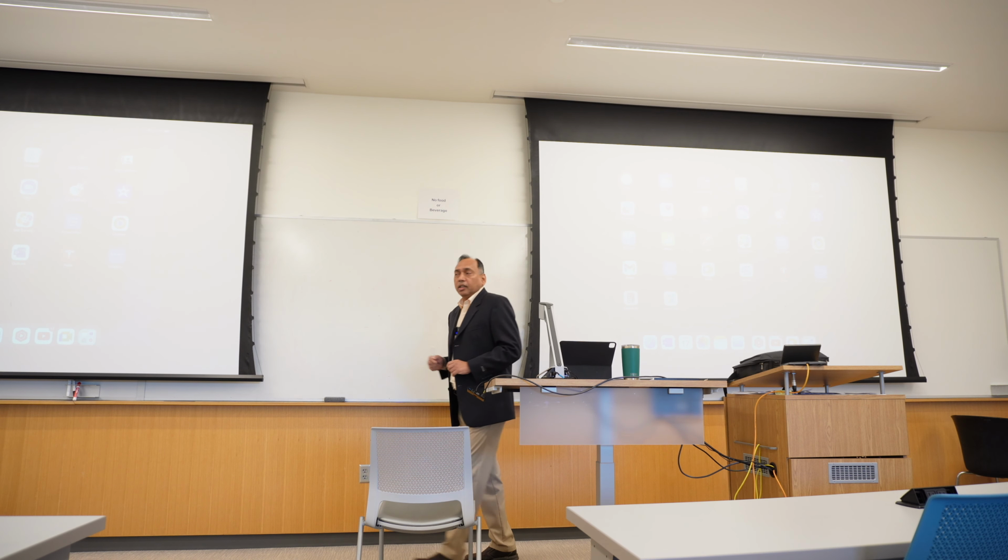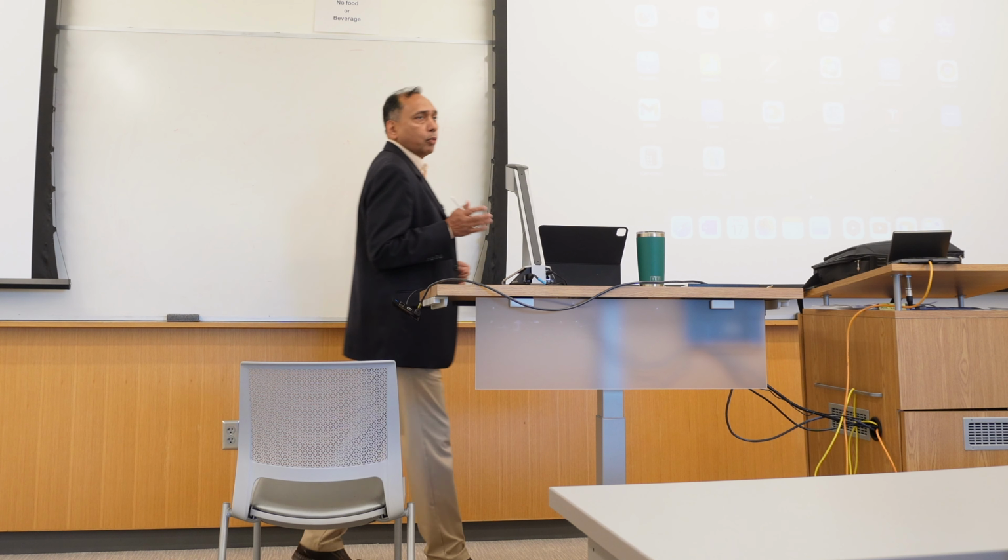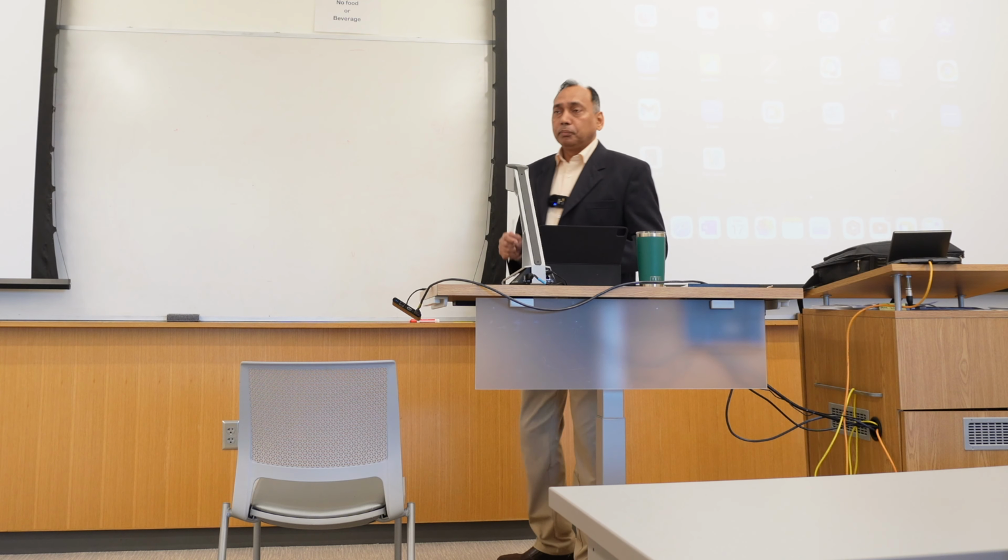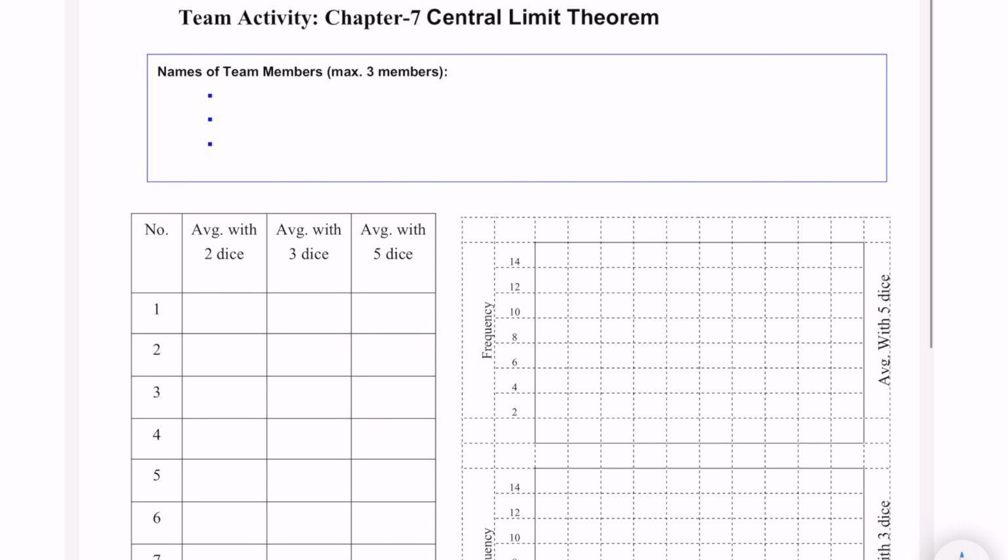So we'll start with a team activity where a group of 3 people will work together. I will give you a template like this. You'll be collecting some data using dice. When you use 2 dice, let's say you get 1 and 3, then you find the average, like 1 plus 3 by 2, and put that average here. Repeat that second time, third time, fourth time. So this is up to 15.